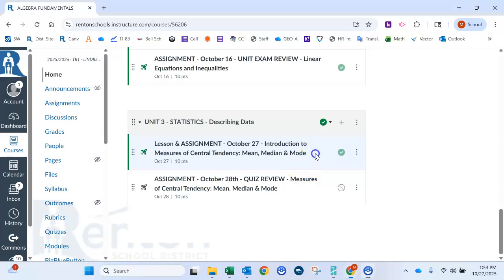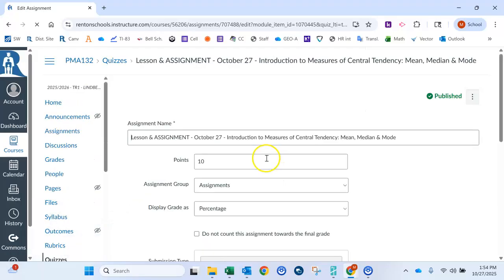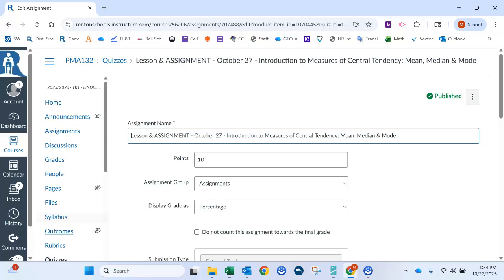Hello, everybody. In the last class, we covered this assignment here, which was Introduction to Measures of Central Tendency, Mean, Median, and Mode. And today we're going to do a quiz review here. If you did not do this assignment, make sure you do this assignment first, and then you'll be ready to do this. But I'm going to go ahead and open this up because it's got some good websites that we visited yesterday. So I'm going to do that real quick.